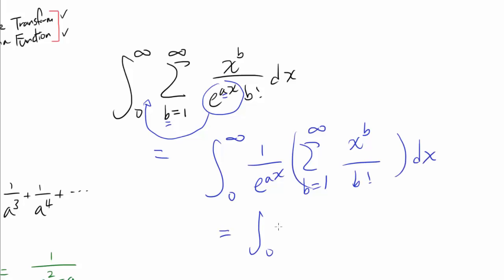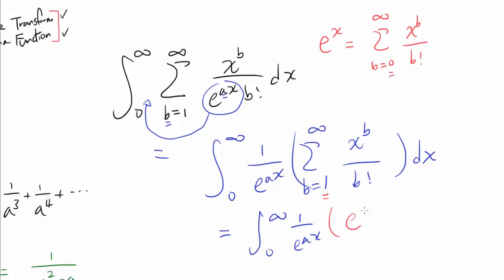And we realize that this entire thing looks very similar to the Taylor series expansion of e to the x. You may recognize e to the x is summation from b equals 0 to infinity of x to the b over b factorial. But in our case, we have the same thing, except that we're starting at b equals 1 instead of b equals 0. So this entire thing is simply e to the x minus 1, because when b is 0, this entire thing becomes 1.